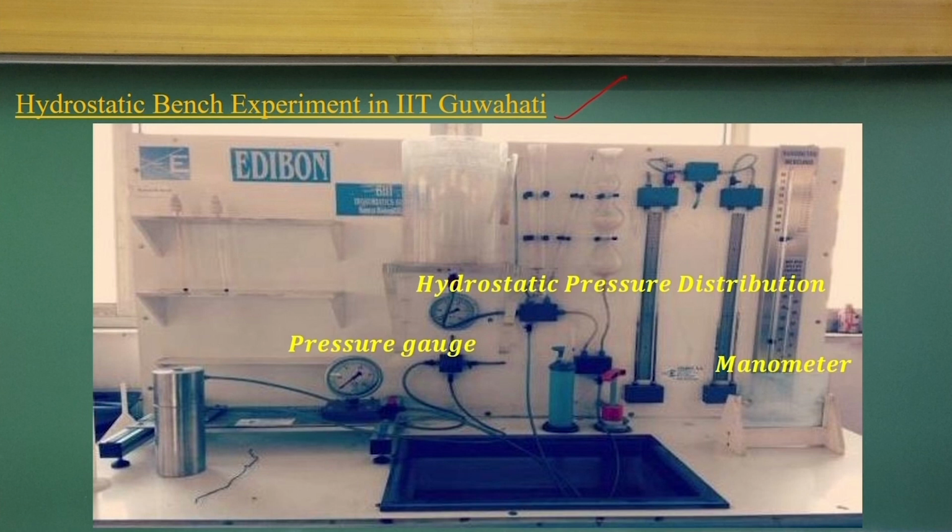This type of experimental setup is called the hydrostatic bench experiment setup. You can see the pressure gauge, and you can see these mercury manometers. These are U-tube manometers, and you can conduct different experiments using this pressure gauge, the manometer measurement and U-tube manometers.